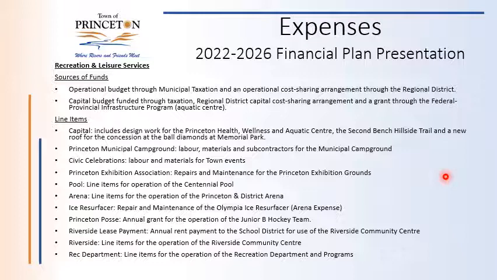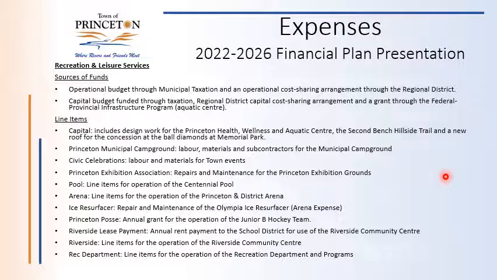The capital budget is through several different sources. Obviously, we have a grant for the arena for improvements. Regional district does have a capital cost-sharing agreement as well. But if these two aren't adequate, then it becomes a general taxation valuation.